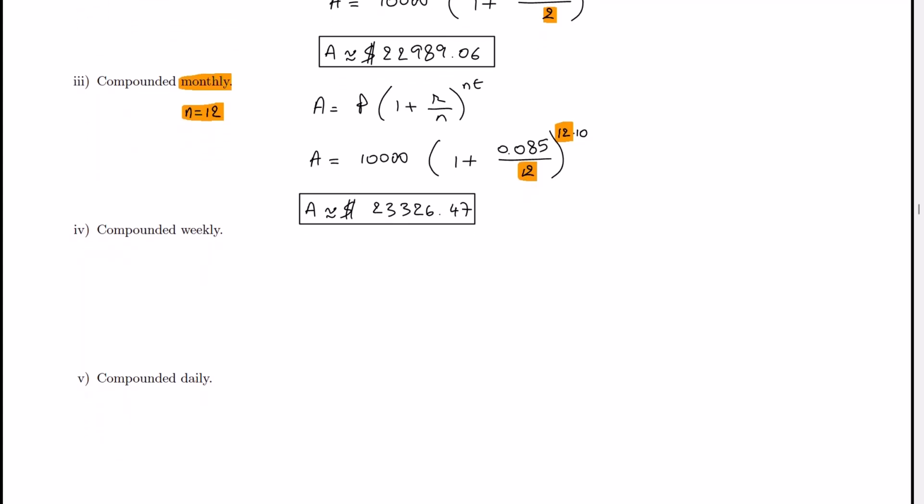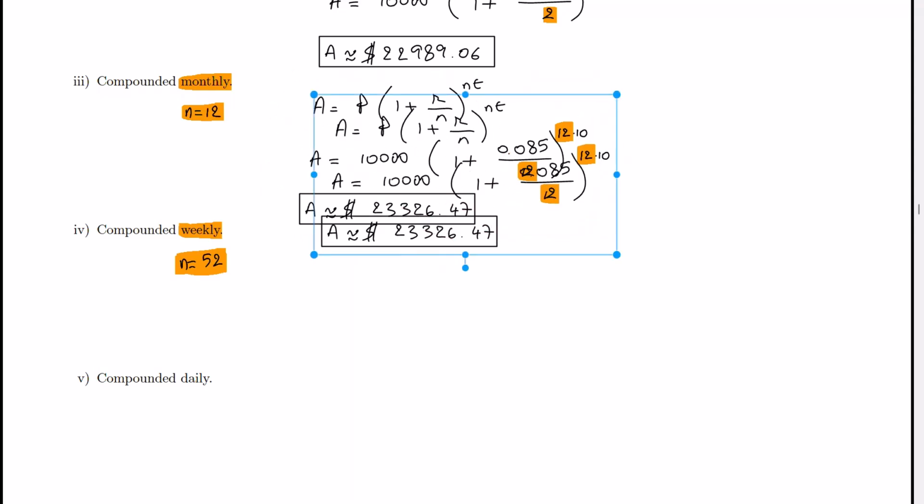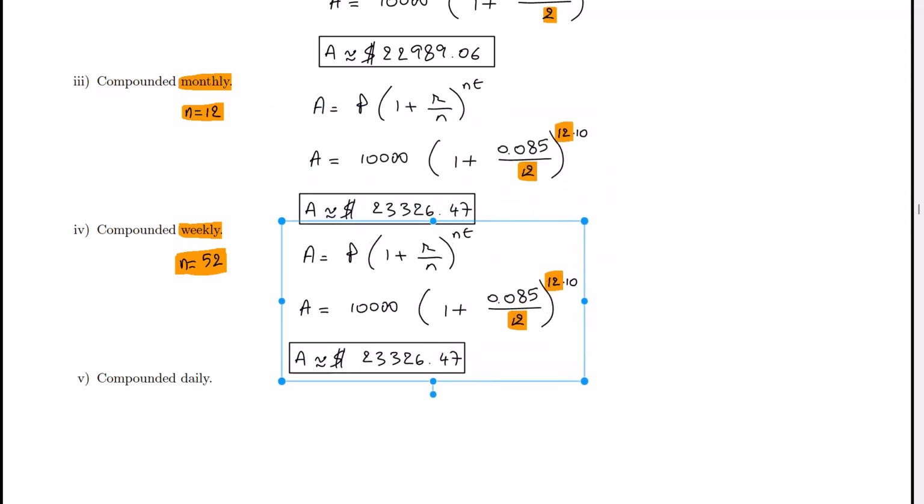Okay, so for the next part, we are told that we are getting interest compounded weekly. So weekly means that n is going to be 52 because there are 52 weeks in the year. So again, the process is going to be the same. I'm going to copy this whole formula, and actually the only thing that's going to change is, again, as before, the power is going to be 52 times 10 instead of 12 times 10, and the denominator is going to be 52 rather than 12.